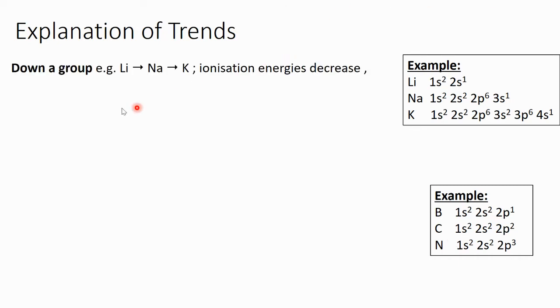So the first trend is as you go down a group. For example, lithium, sodium, potassium in the first group, but this applies to all the groups. As you go down a group, the ionization energies decrease. Now, if you have a look at the spdf notation for these elements, you can see that the last electron, the valence electron, is in a subshell by itself. So it's actually in a whole shell by itself.